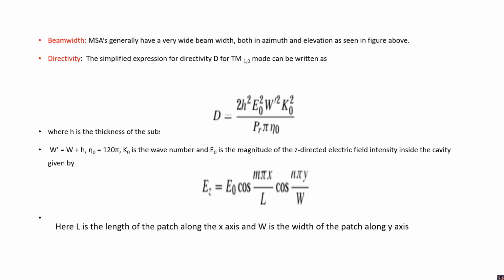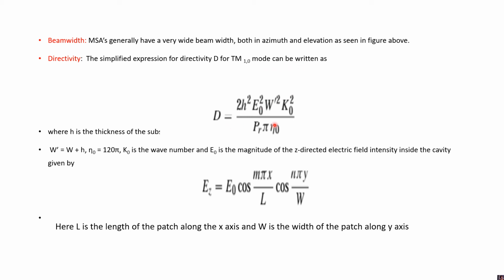Now the next parameter is beam width. Usually all the microstrip patch antennas have very high beam width, both in the azimuth plane and in the elevation plane, as you can see from the radiation pattern diagram. Next parameter is directivity.